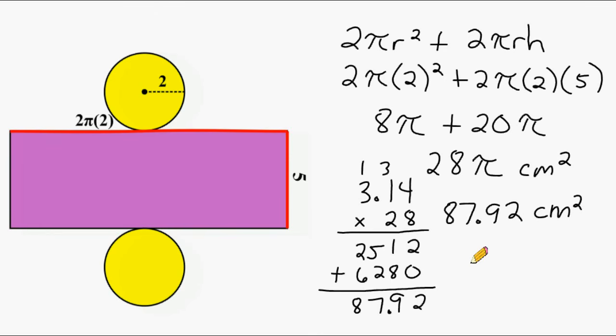And that is how you can find the surface area of a cylinder in terms of pi, as well as using 3.14 for pi.